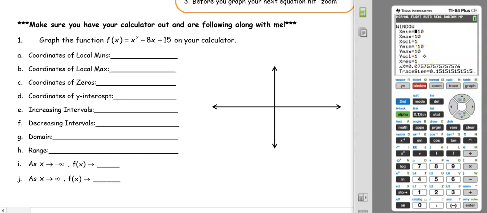I want to move up. Remember, we're going to move one number at a time. X's move it left and right. So if I make my x min smaller, it's going to move to the left. If I move my x max bigger, it's going to move to the right.